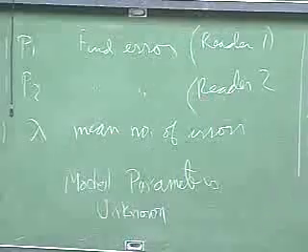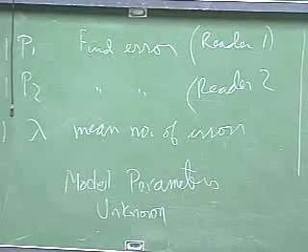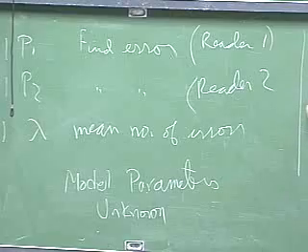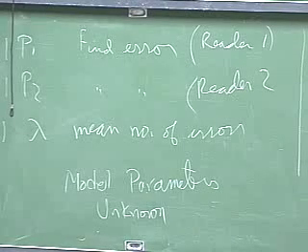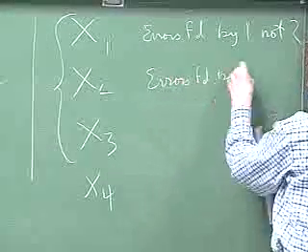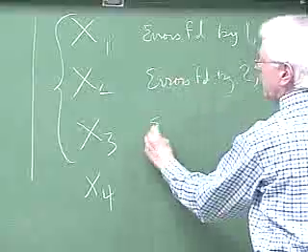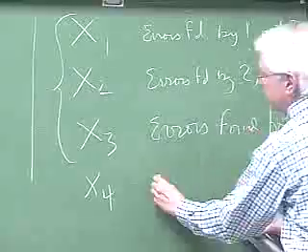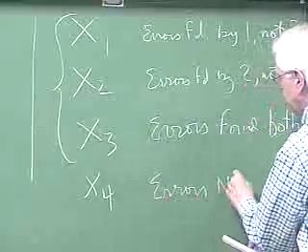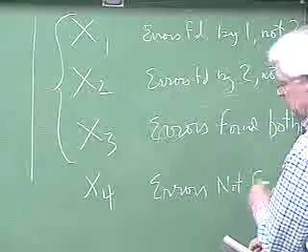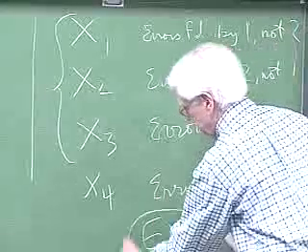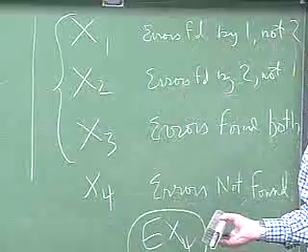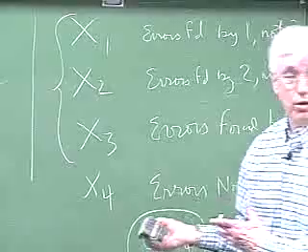And then we're going to observe x1, x2, x3. Well, we're going to observe these. Errors found by 1 and not 2. Errors found by 2 but not 1. And errors found by both. And then here is errors not found. And we really want to know the expected value of the errors not found. Maybe. That's what we want to know, how much more is left there.